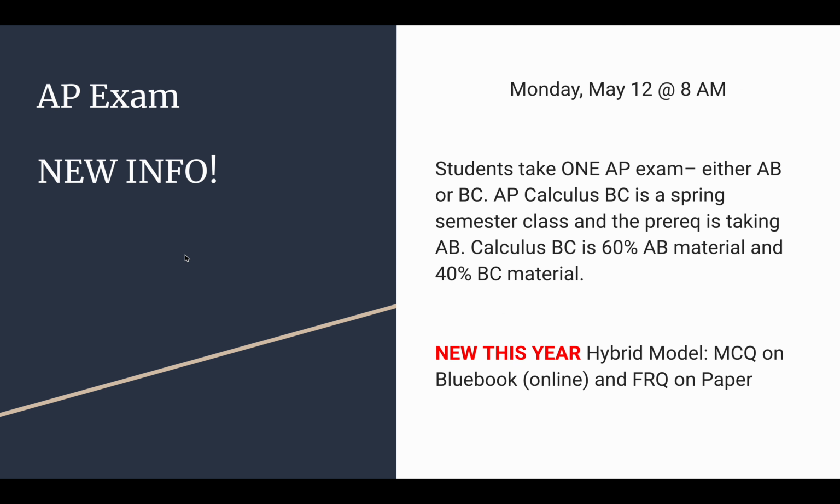The AP exam will be on the 12th of May at 8 a.m. Students will only take one AP exam. So in the spring, they will either take the AP Calculus AB exam or the AP Calculus BC exam. The BC exam is just 60% AB and 40% BC material. So it's just 40% more of the BC things. And like I said, they only take one AP exam in the spring.